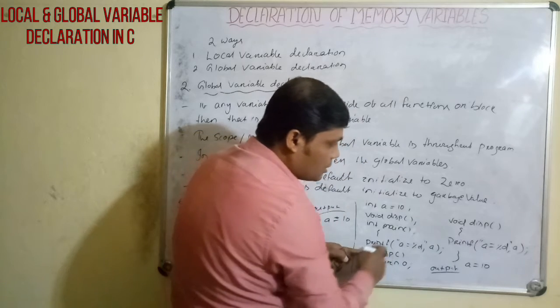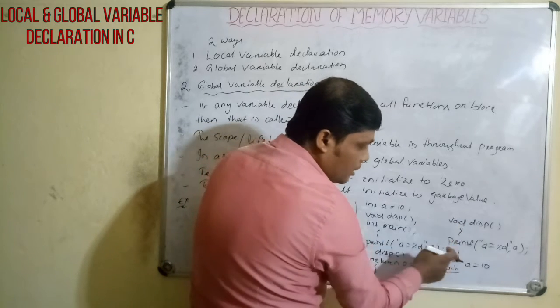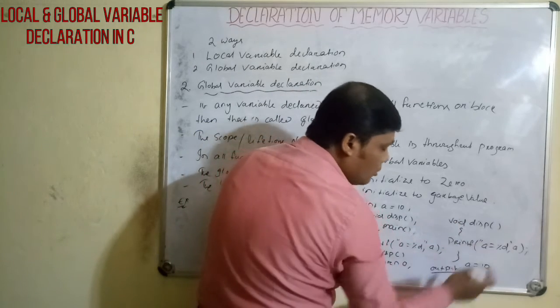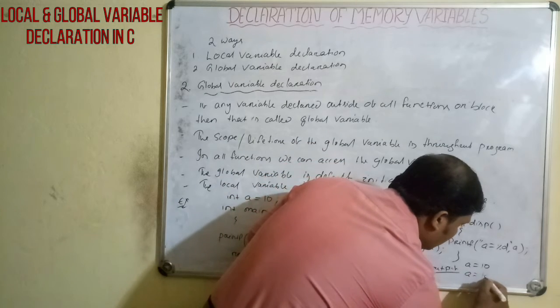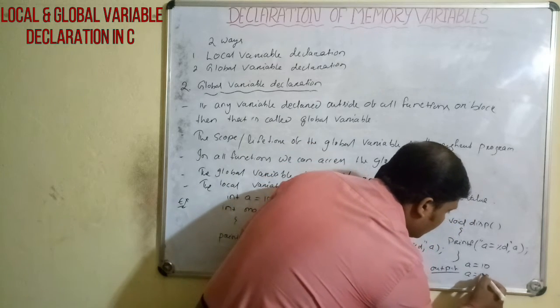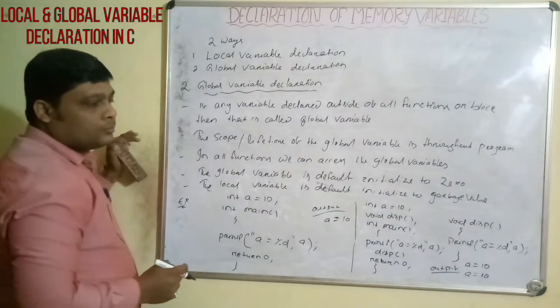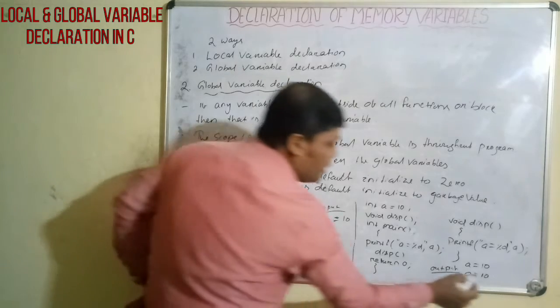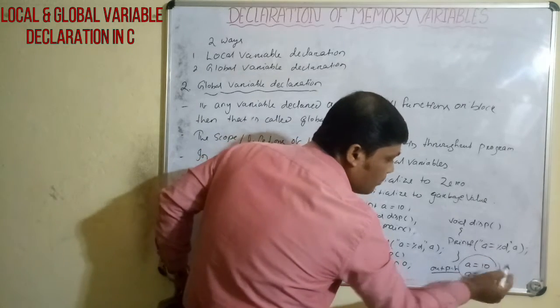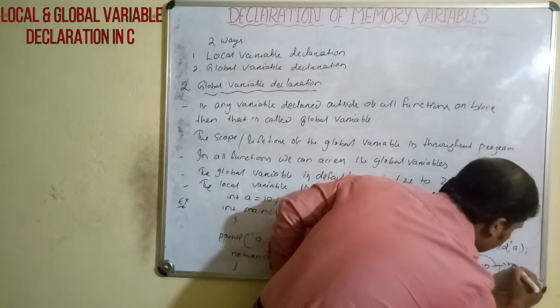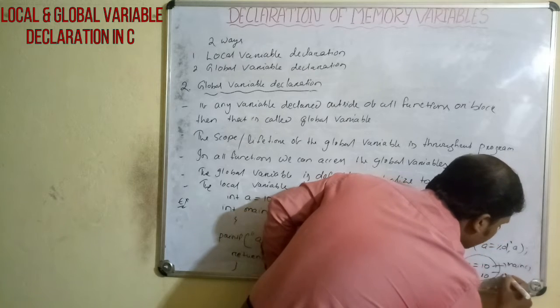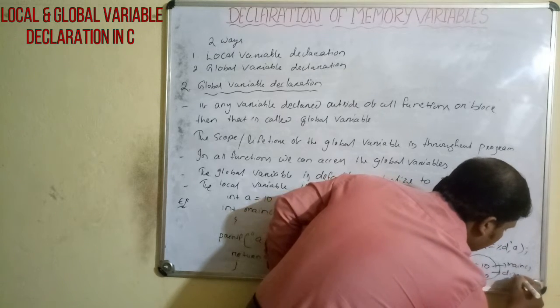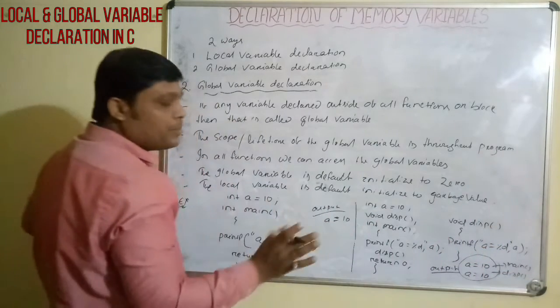Then it will call the display function. It will go to the definition part. Then again it will print a equal to 10. So a equal to 10 will print 2 times. Clear? So output will be a equal to 10. This is for main and this is for the display function. Clear? This is very simple.